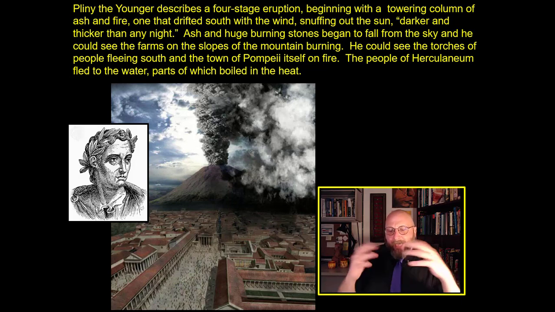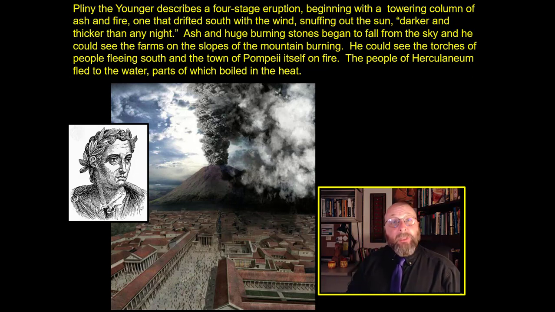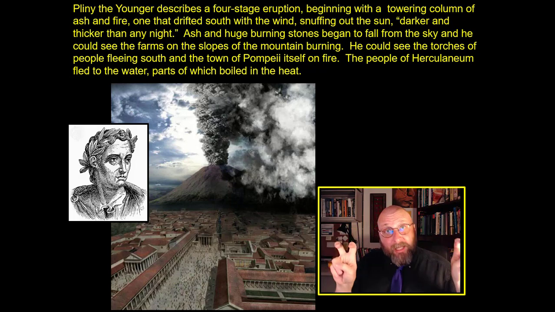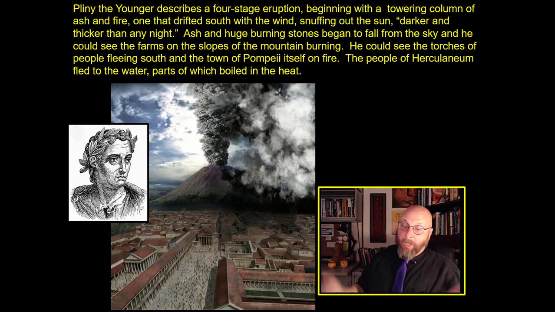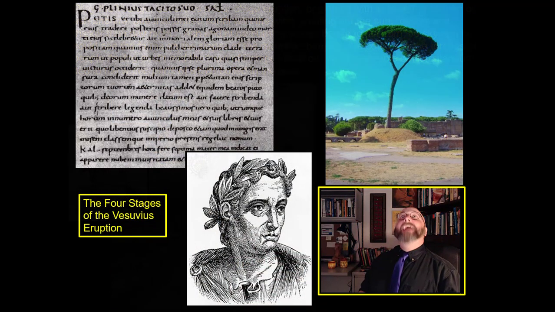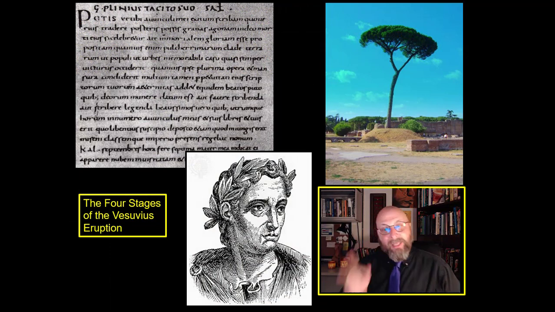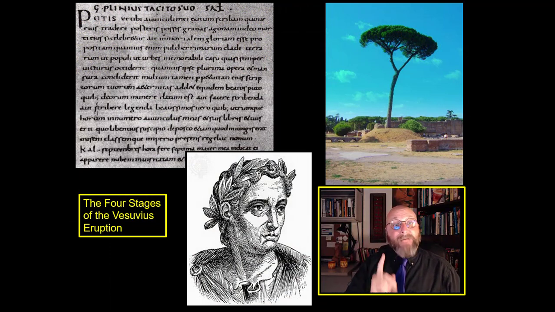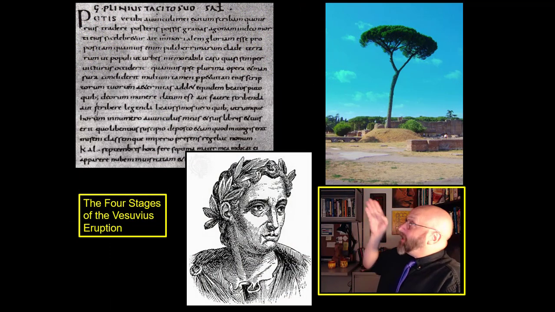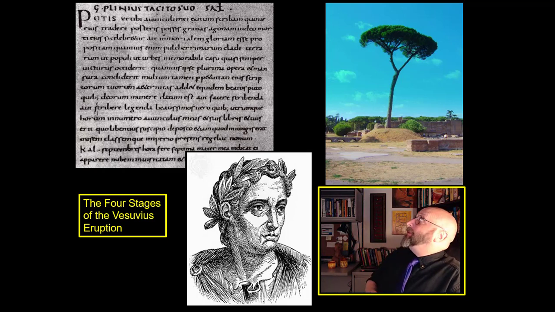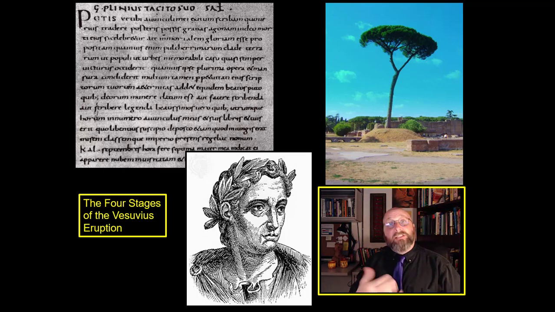He describes the first stages of the eruption of Mount Vesuvius as looking like what he describes as an umbrella pine. Okay, so what is an umbrella pine? That tree right above my yellow box, that is an umbrella pine. And that's a copy of Pliny the Younger's letter in which he's describing the eruption at Vesuvius.